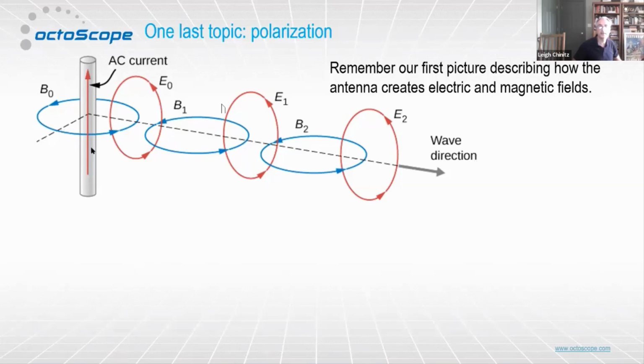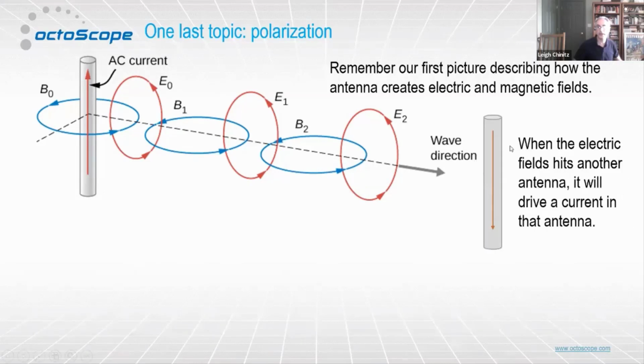So there's one last topic related to antennas, and that's the issue of polarization. If you remember that first picture that we showed with the alternating current and the radiating fields, I mentioned that it works in reverse too. If you hit an antenna or a wire with a field, you will generate a received signal. So that's what I'm showing here. If you take a wire oriented in the same direction as the transmitting wire, when this electric field reaches it, it will drive a current, and that's our receiver.